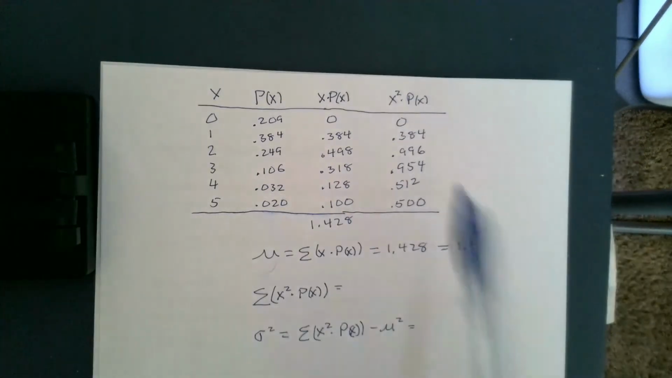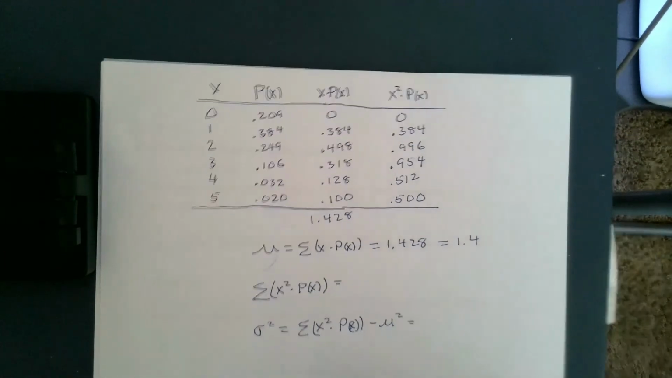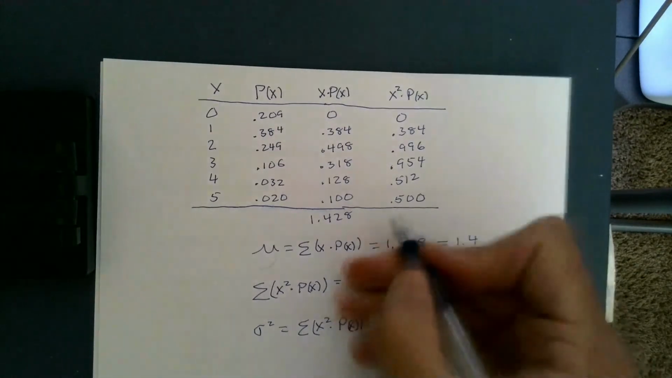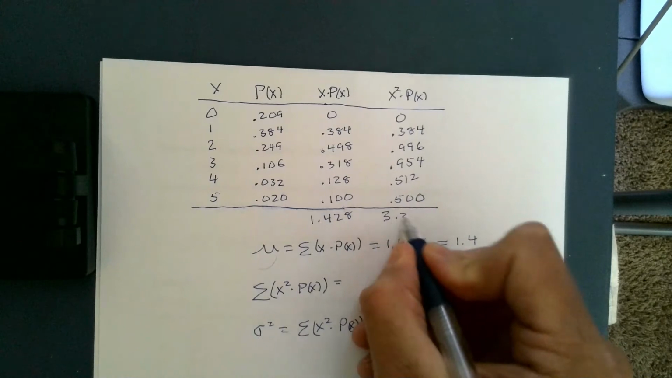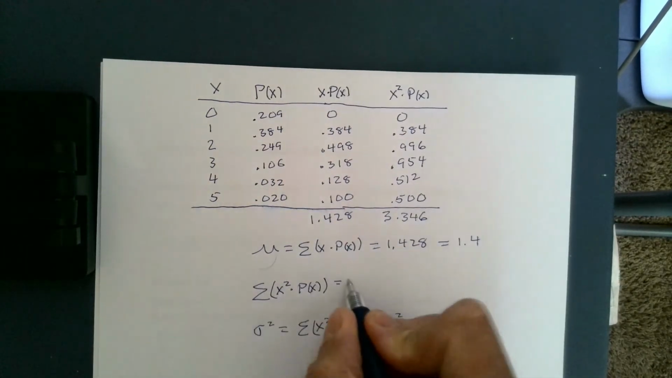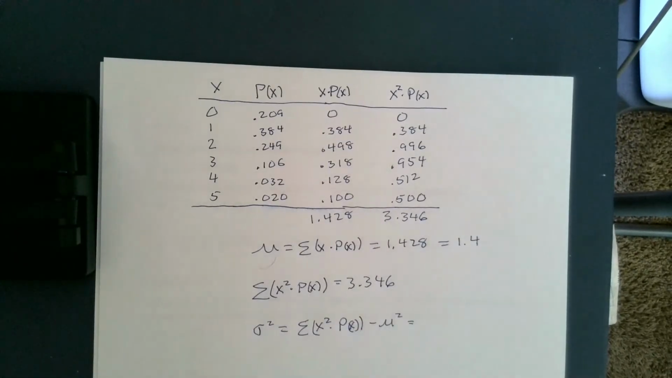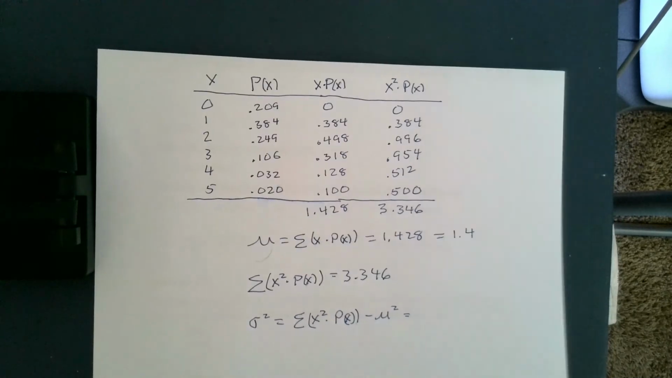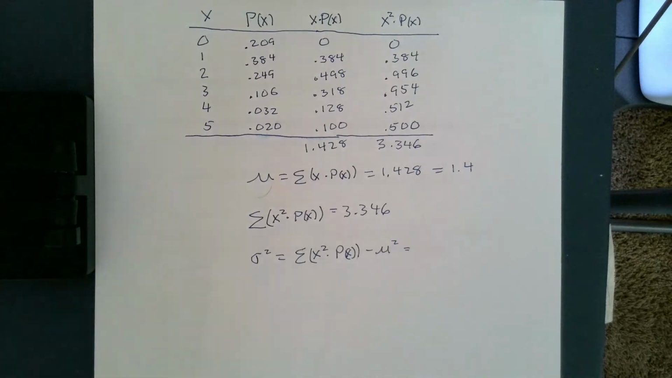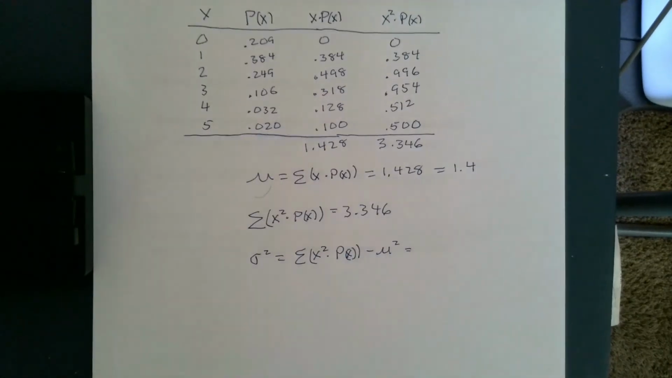Okay, so now we've completed column 4, we need to add column 4. And when we add column 4, this results in 3.346. So the sum of x squared times p of x is 3.346. Now we're ready to calculate the variance. So the variance is the sum of x squared times p of x minus the mean squared.